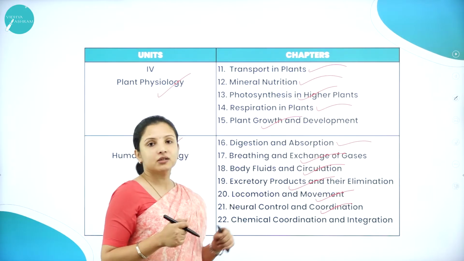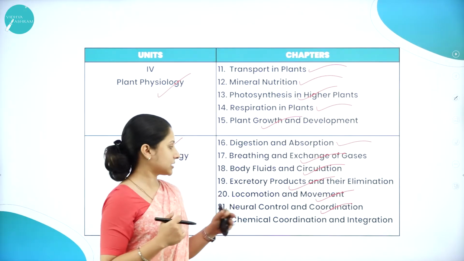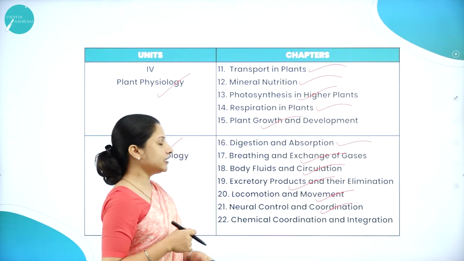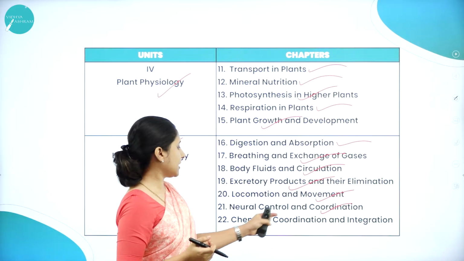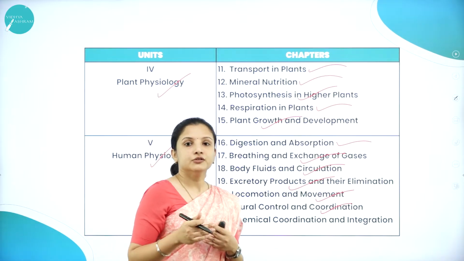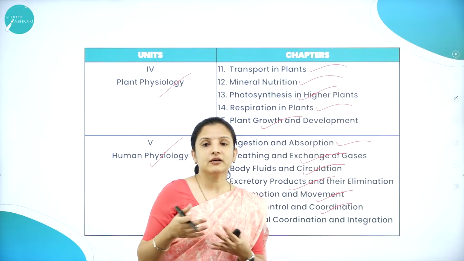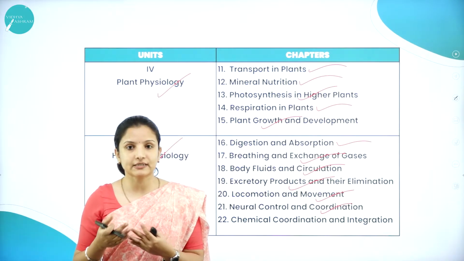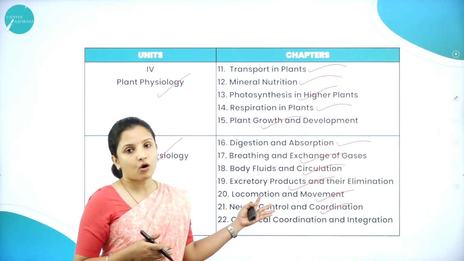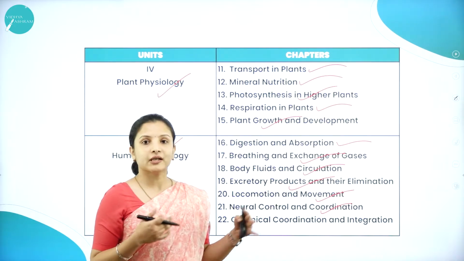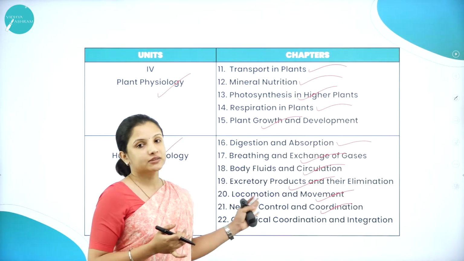You'll study under neural control and coordination, a very interesting chapter. Then finally, you have the last chapter, that is chemical coordination and integration. So to send these signals through the neurons, there are various chemical substances that take part in them. How all this chemical control, coordination and integration will take place, you will study in the last chapter.